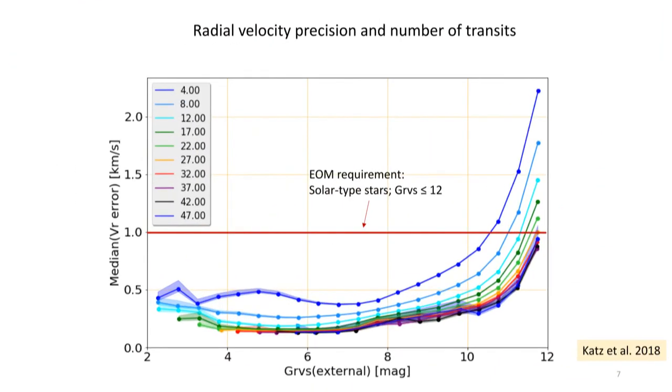The left figure shows that the precision increases with the number of transits used, as one would expect. The red horizontal line shows the pre-launch end-of-mission requirement for a solar-type star. We see that this requirement is already met in this release for GRVS less than 11.5, and is exceeded for the brighter stars.